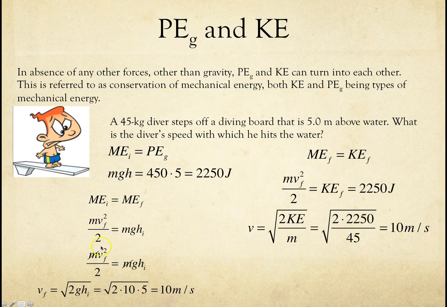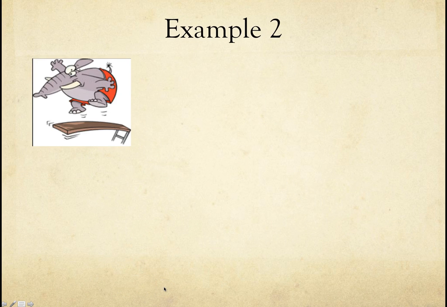mgh initial, then you can cancel mass, and then your v final is going to be just the square root of 2 times gh initial. So 2 times 10 for g, and h is 5, gives me again 10 meters per second.